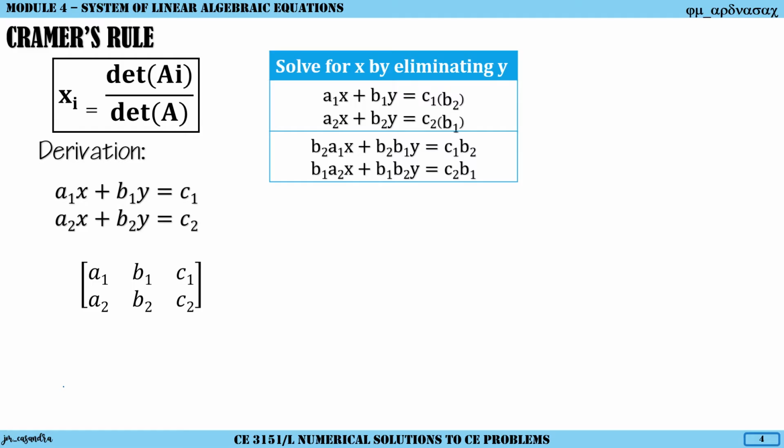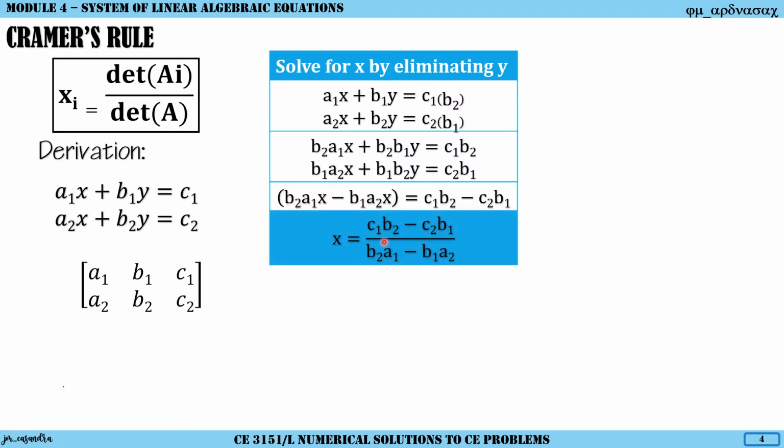And as you can observe, b2 b1y is the same as b1 b2y in the second equation. Thus, we can eliminate y by subtraction. So, by subtracting equation 2 from equation 1, we'll now arrive at b2 a1x minus b1 a2x equal to c1 b2 minus c2 b1. So we could now solve for x as c1 b2 minus c2 b1 all over b2 a1 minus b1 a2.